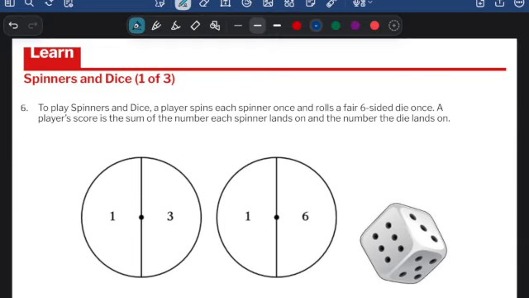Okay, number 6. Here's our next chance experiment. It's multi-stage. We're playing spinners and dice. The player spins each spinner once and then rolls a fair 6-sided die. The score is the sum of each spinner and the number that the die lands on. So spinning the first spinner would be stage 1 of our experiment. Then stage 2 would be represented by spinning the second spinner. And stage 3 is representing rolling the die.